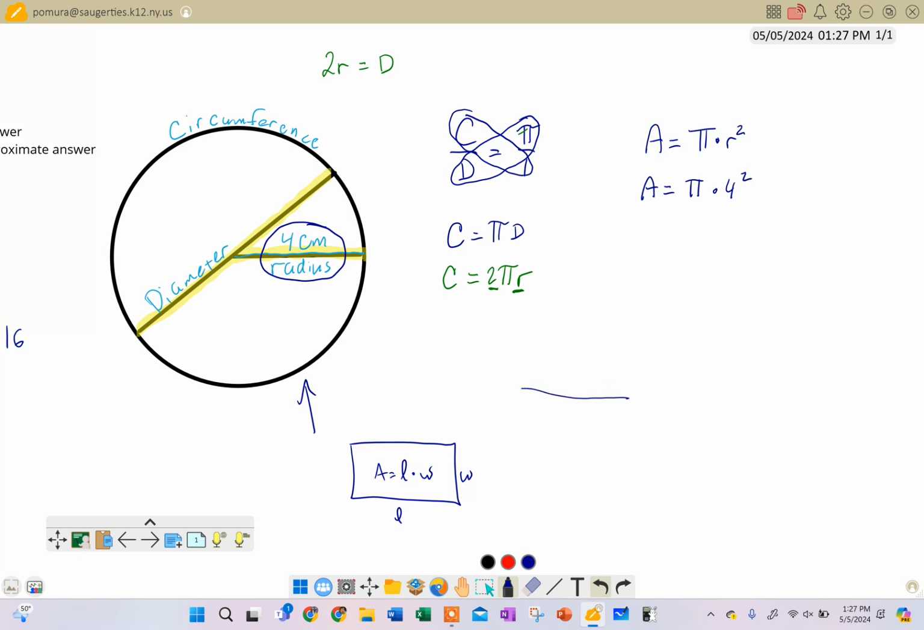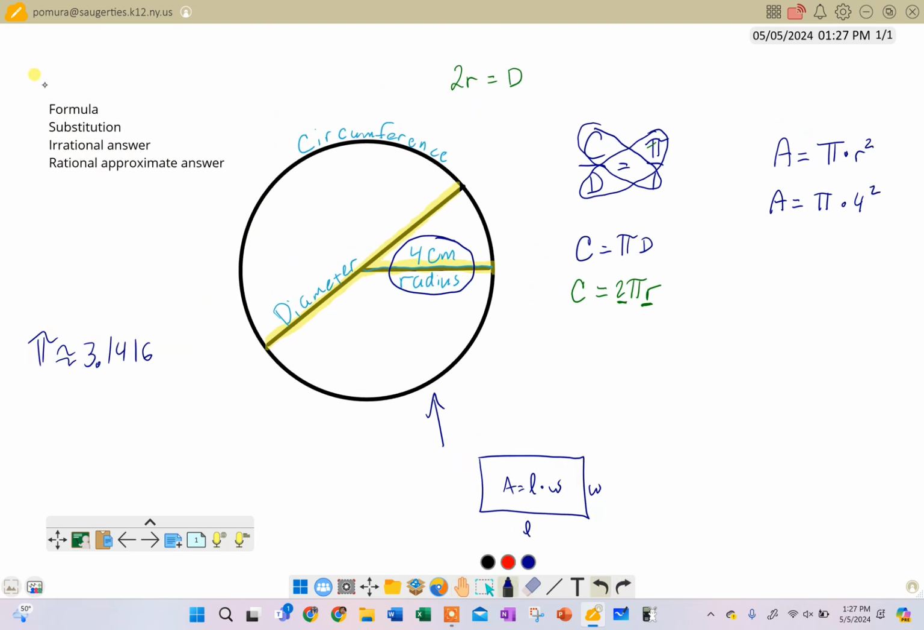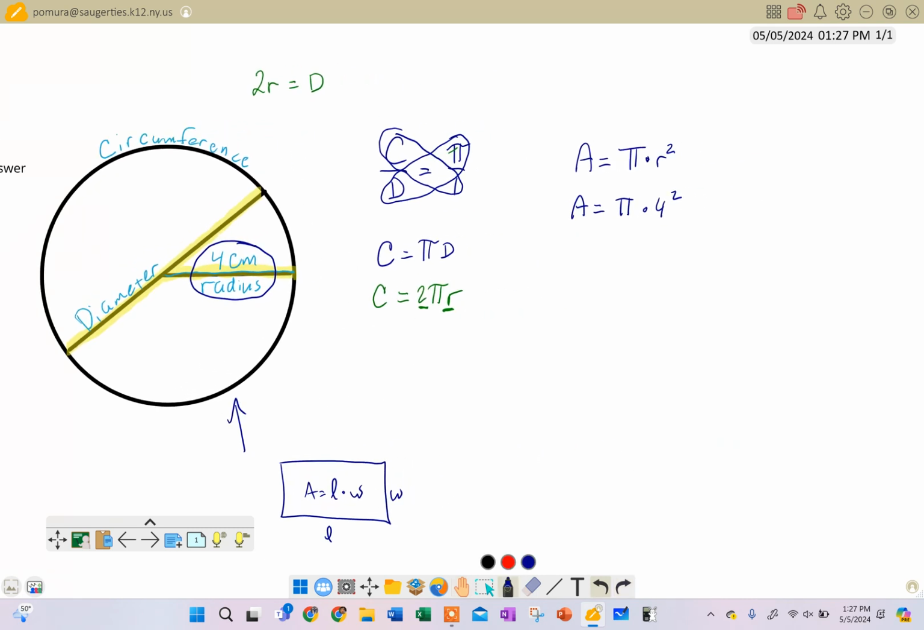Now, you'll notice, oh goodness me, I keep doing that. You'll notice over here I have some words. It says formula, substitution, irrational answer, and then rational approximate answer. Oh, goodness me. This is really going from bad to worse. So here, this is my formula. Here I substituted in the value 4 for the radius. I get area equals 4 squared is 16, 16 pi centimeters squared. This is an irrational answer. But it is exactly what the value is.